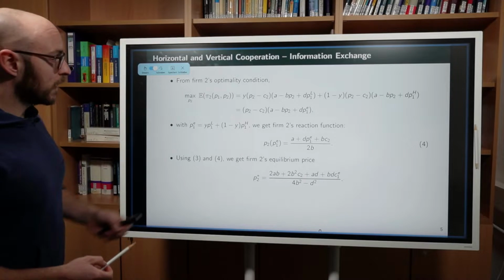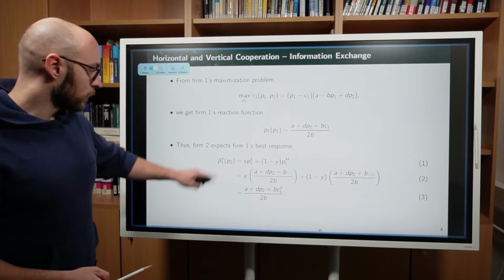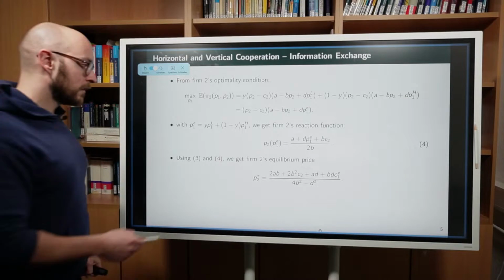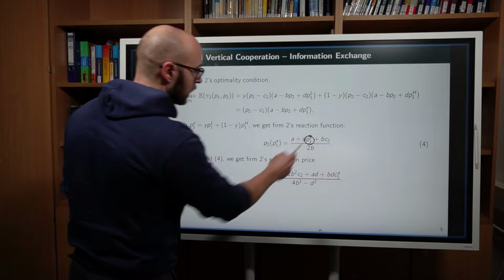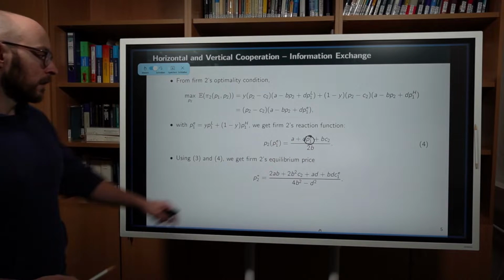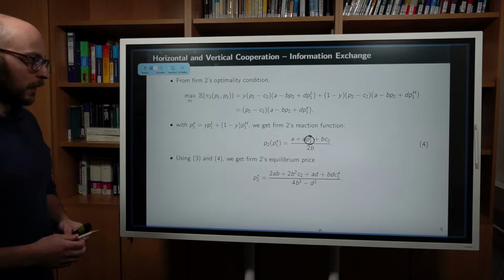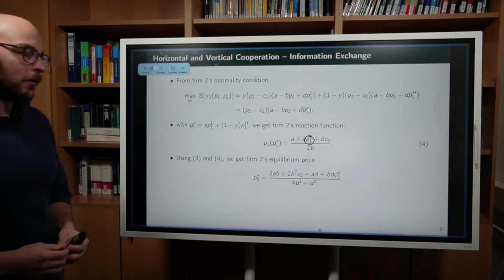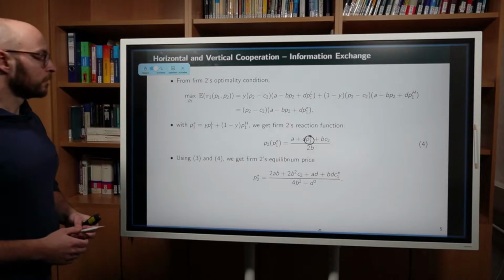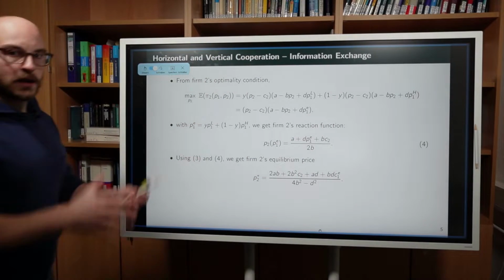And recall that we have determined this P1E on the previous slide. This was this one here. So what we basically do is to just substitute what we have just determined here, and then we can formulate firm 2's equilibrium price, right? And this equilibrium price is a function of, again, the weighted average marginal cost. Okay, so that's just for the calculation.